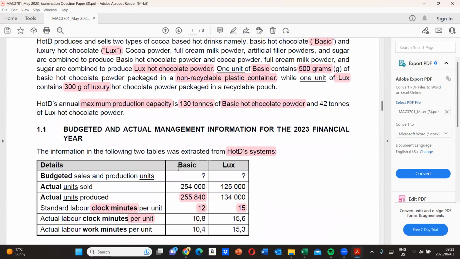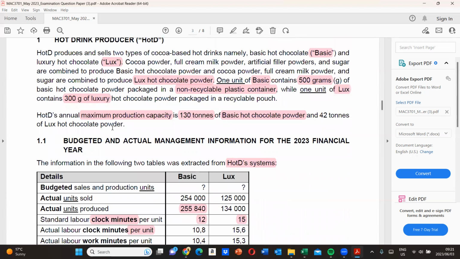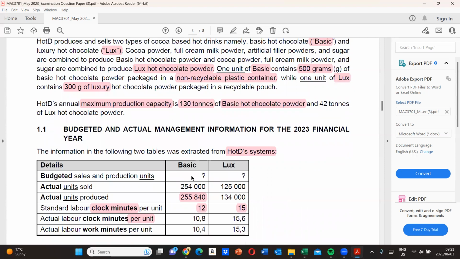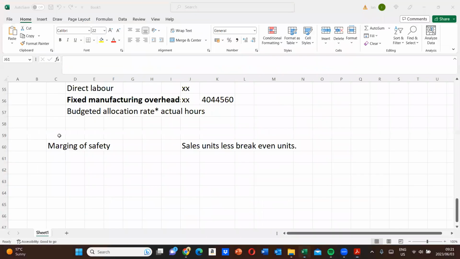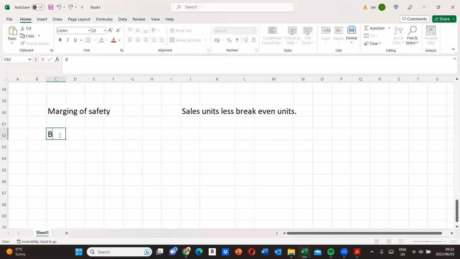How many units did they budget to sell? Here, we assume that the company is working at maximum capacity because they did not mention that the company is not operating at maximum capacity. So we can work out now the budgeted units sold. We have two products. We have basic. So how many units did they sell for basic?